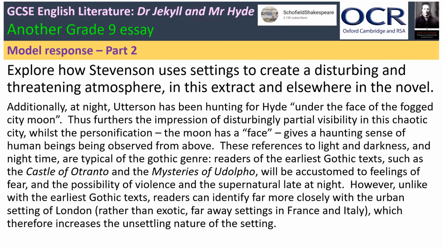These references to light and darkness and nighttime are typical of the Gothic genre. Readers of the earliest Gothic texts, such as The Castle of Otranto and The Mysteries of Udolpho, will be accustomed to feelings of fear and the possibility of violence and the supernatural late at night. However, unlike with the earliest Gothic texts, readers can identify far more closely with the urban setting of London rather than exotic faraway settings in France and Italy, which therefore increases the unsettling nature of the setting.